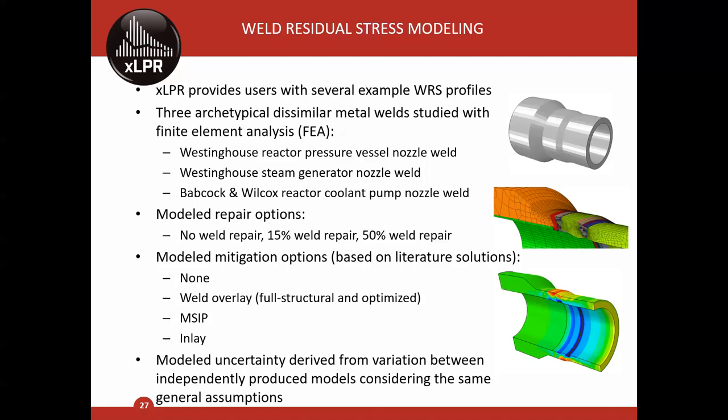For each weld, either a no repair, a 15% through-wall repair, or a 50% through-wall repair profile is provided, where the repair depth is assumed to be constant all the way around the circumference.